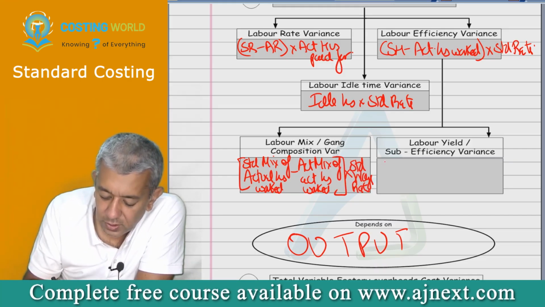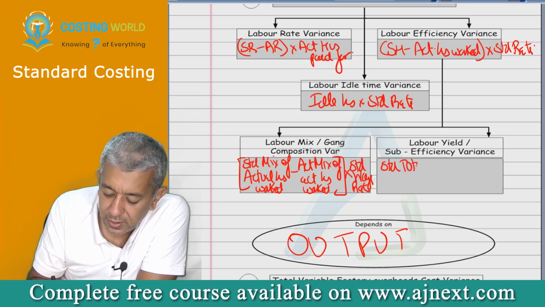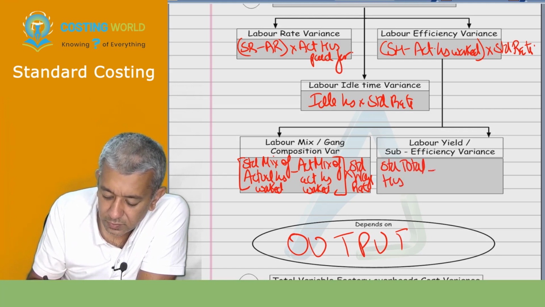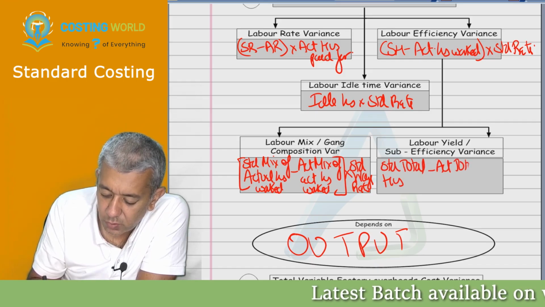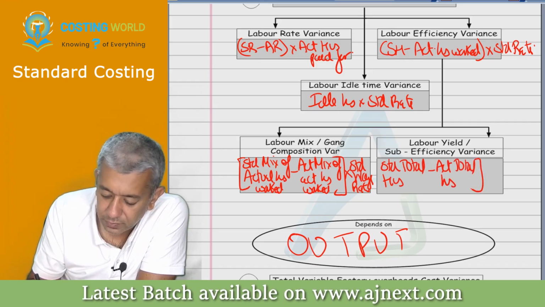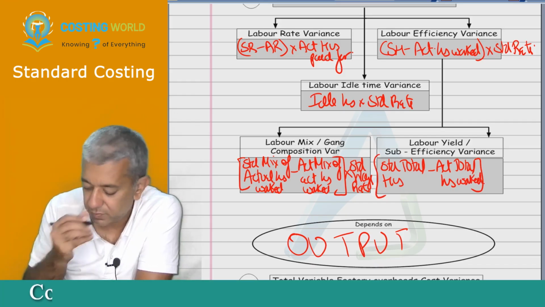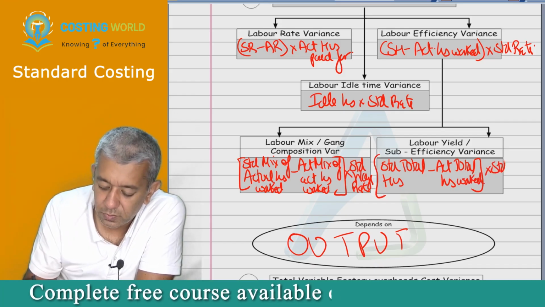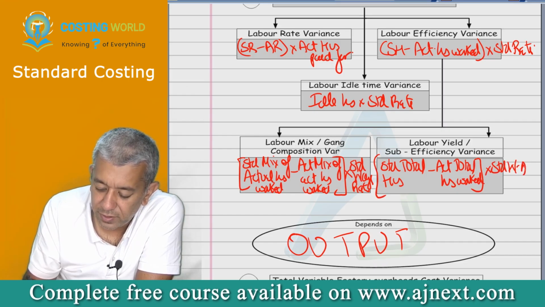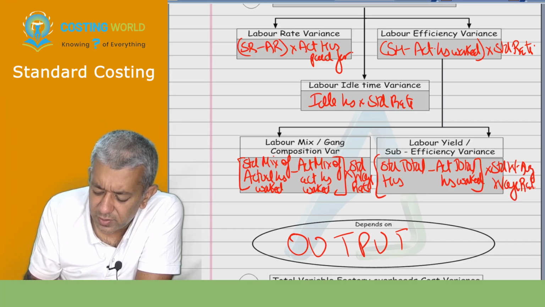Labor efficiency, standard total hours minus actual total hours worked into standard weighted average rate, or rate you can call as wage rate also.